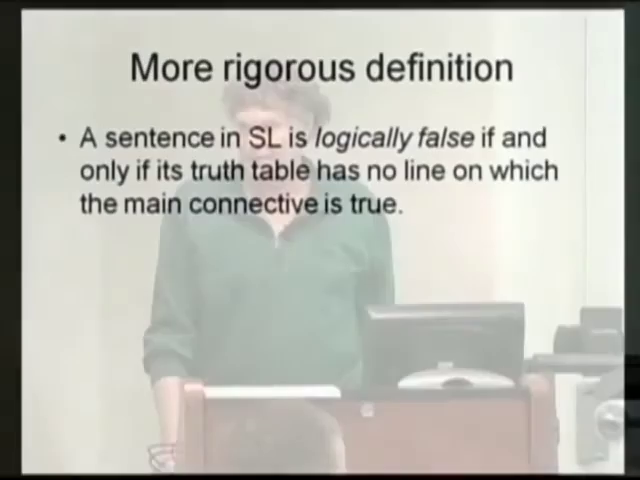There will be true and false. There will be T's and F's on different lines, at least one T and at least one F. So in other words, not all T's and not all F's. But that's exactly what you were trying to say before. But I'm trying to get this interpreted in terms of truth tables. So that's the definition of a logically indeterminate sentence.